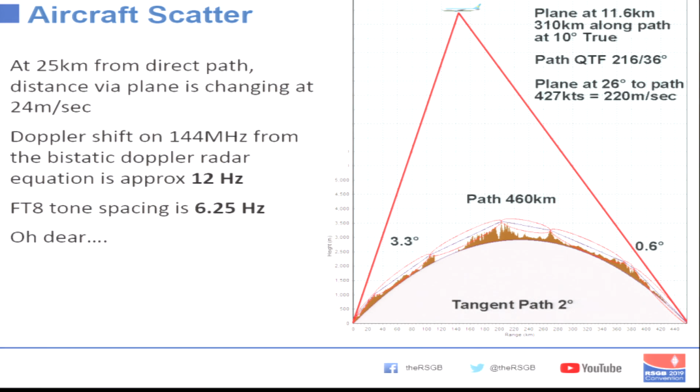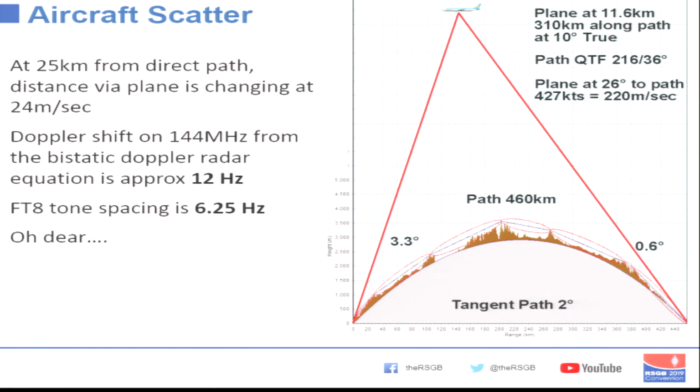However, because that plane's moving, this one particular plane was moving at 427 knots. That's 220 meters a second, but it's traveling at 26 degrees to the path, so it's what, about 28 meters per second or something? That gives you a Doppler shift of 12 hertz, which is 2 complete tones at FT8. So is there any wonder that it messes things up?